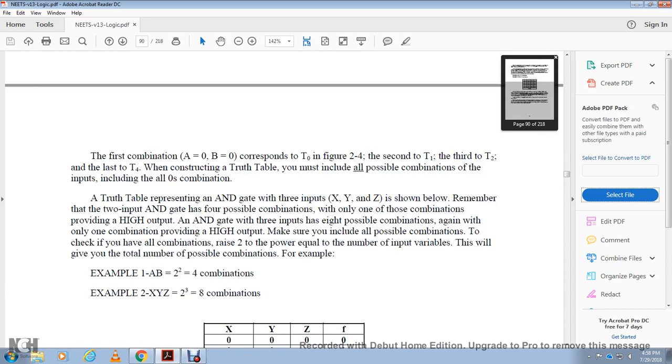The first combination, A equals 0 and B equals 0, corresponds with time interval 0 in figure 2-4, the second with time interval 1, the third with time interval 2, and the last with time interval 4. The truth table must include all the possible combinations of the inputs, including the all-0 combination.